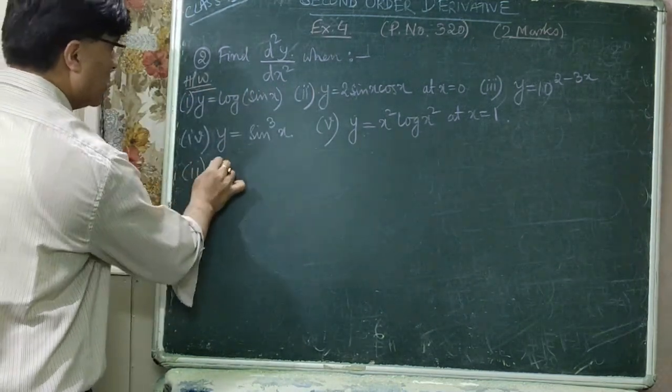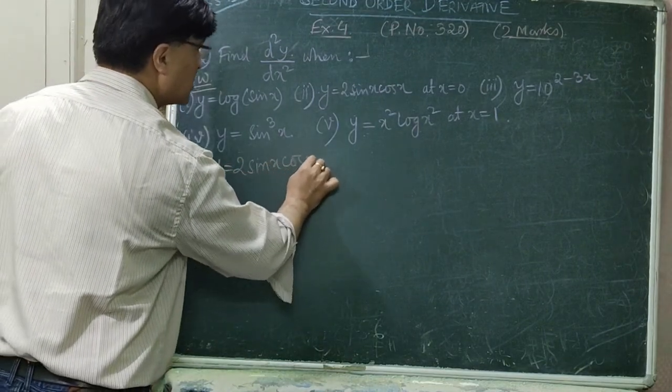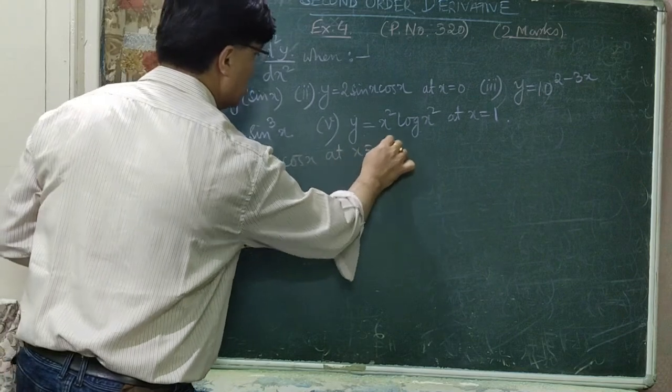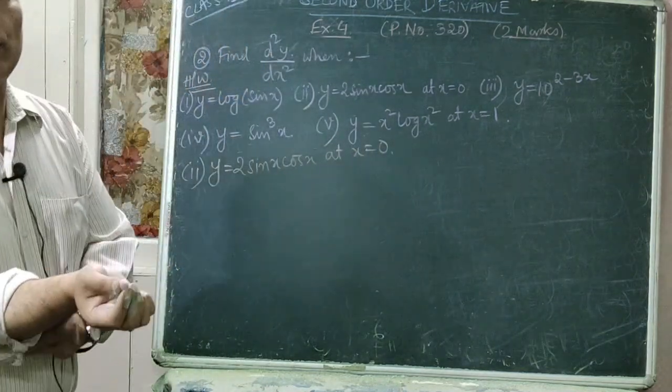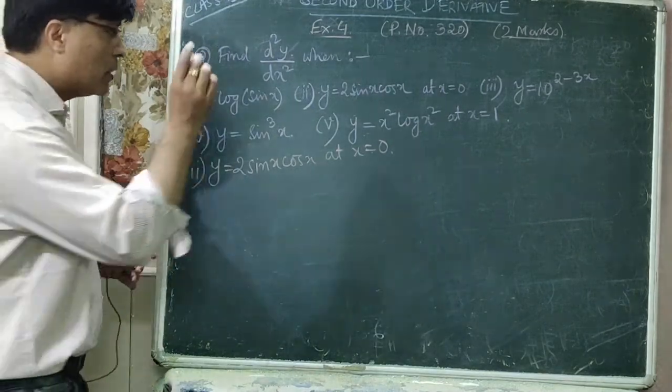So what is number 2 here? y is equal to 2 sin x cos x at x is equal to 0, right? So will you differentiate it directly to get dy by dx here? No. त पहिला के गर्छौ?